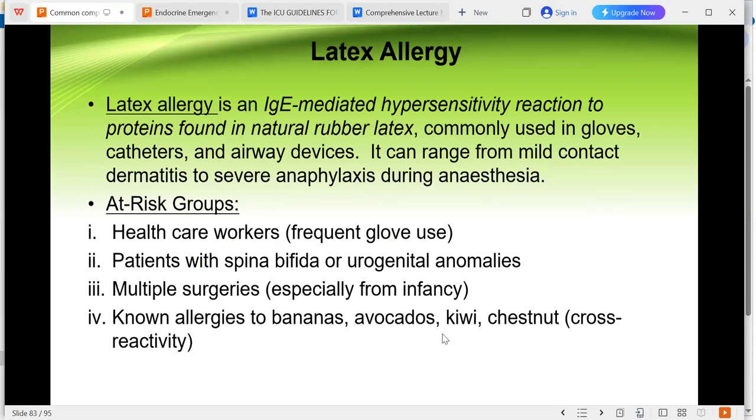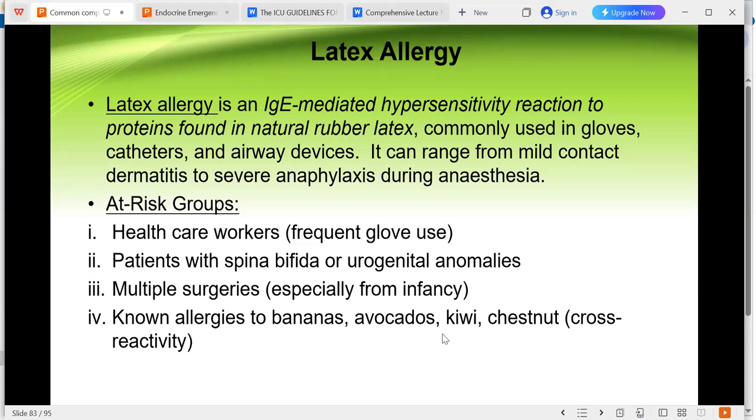Okay, so latex allergy is a common cause of anaphylaxis in anesthesia. It is an IgE-mediated hypersensitivity reaction to proteins found in natural rubber latex, and this is what is commonly used in our gloves, catheters, and airway devices. A latex allergy can range from mild contact dermatitis to severe anaphylaxis during anesthesia.